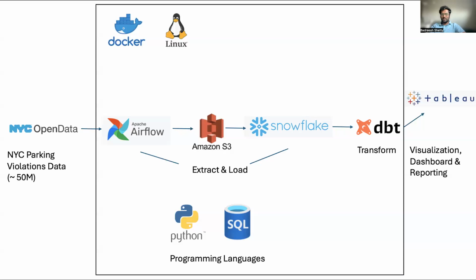For the transformation, I use dbt. It uses Snowflake's data warehouse to transform the tables. And then the final layer is the data visualization and dashboarding that I do in Tableau. The main tech stack is Python and SQL as programming languages. And this all is encompassed under a Docker Compose file, and the main operating system is Linux.